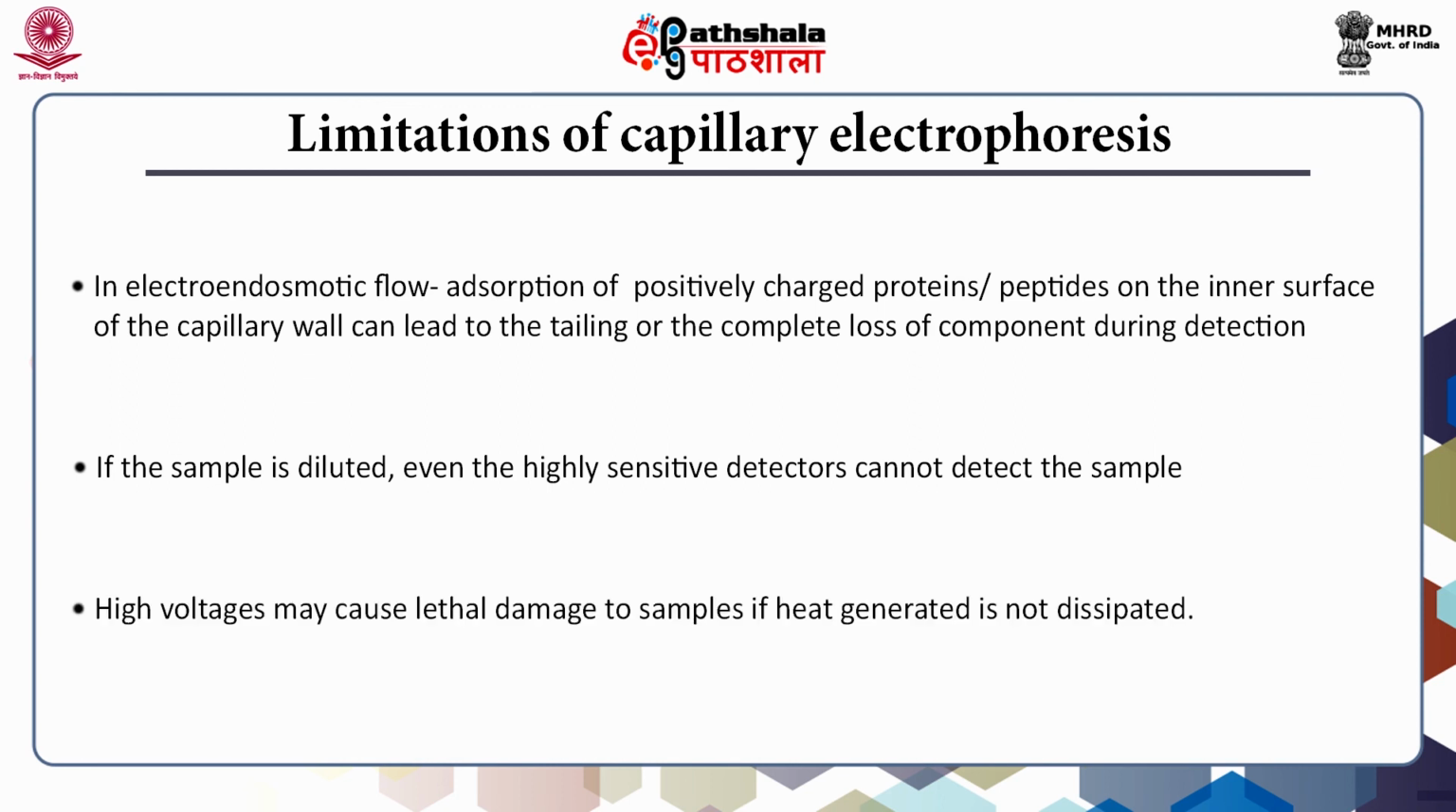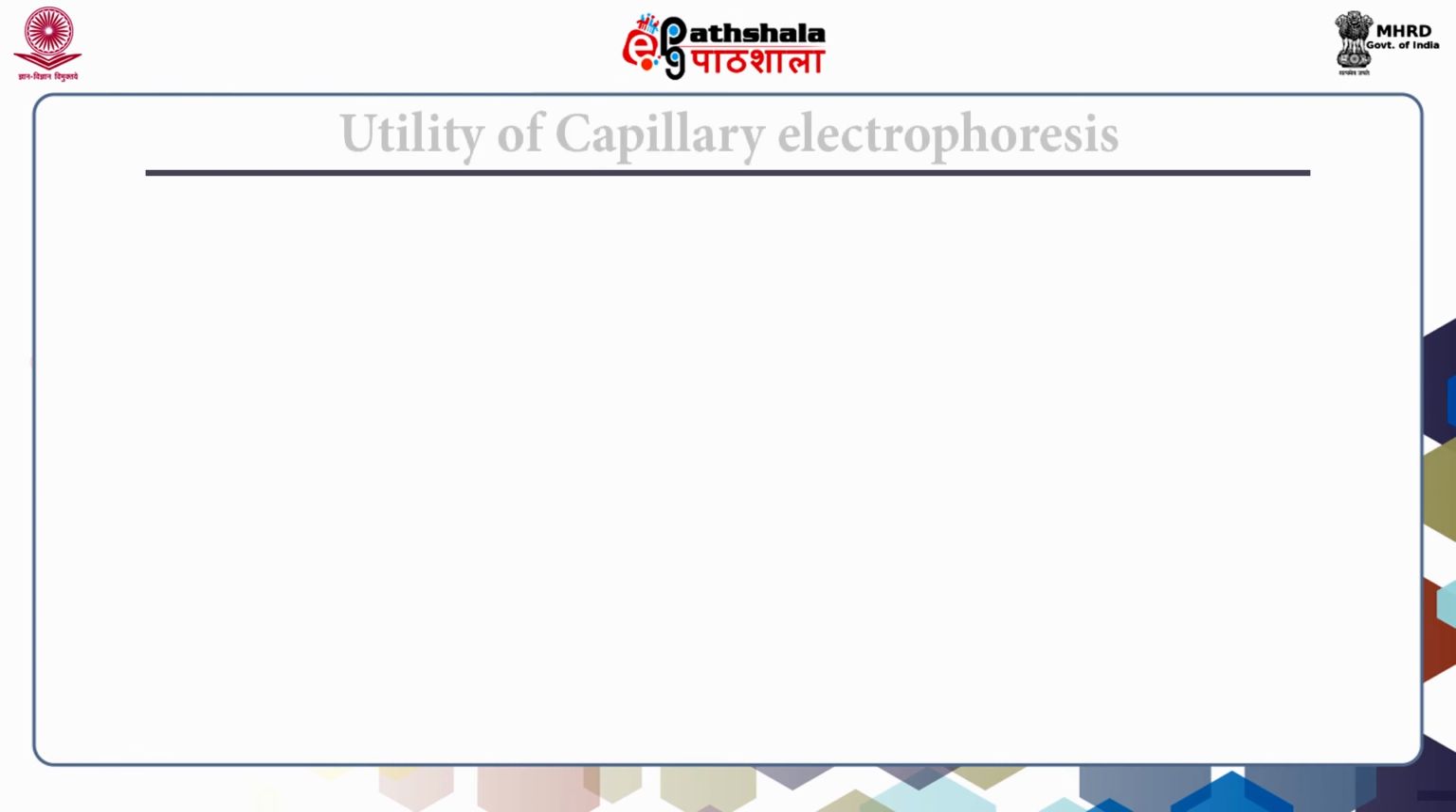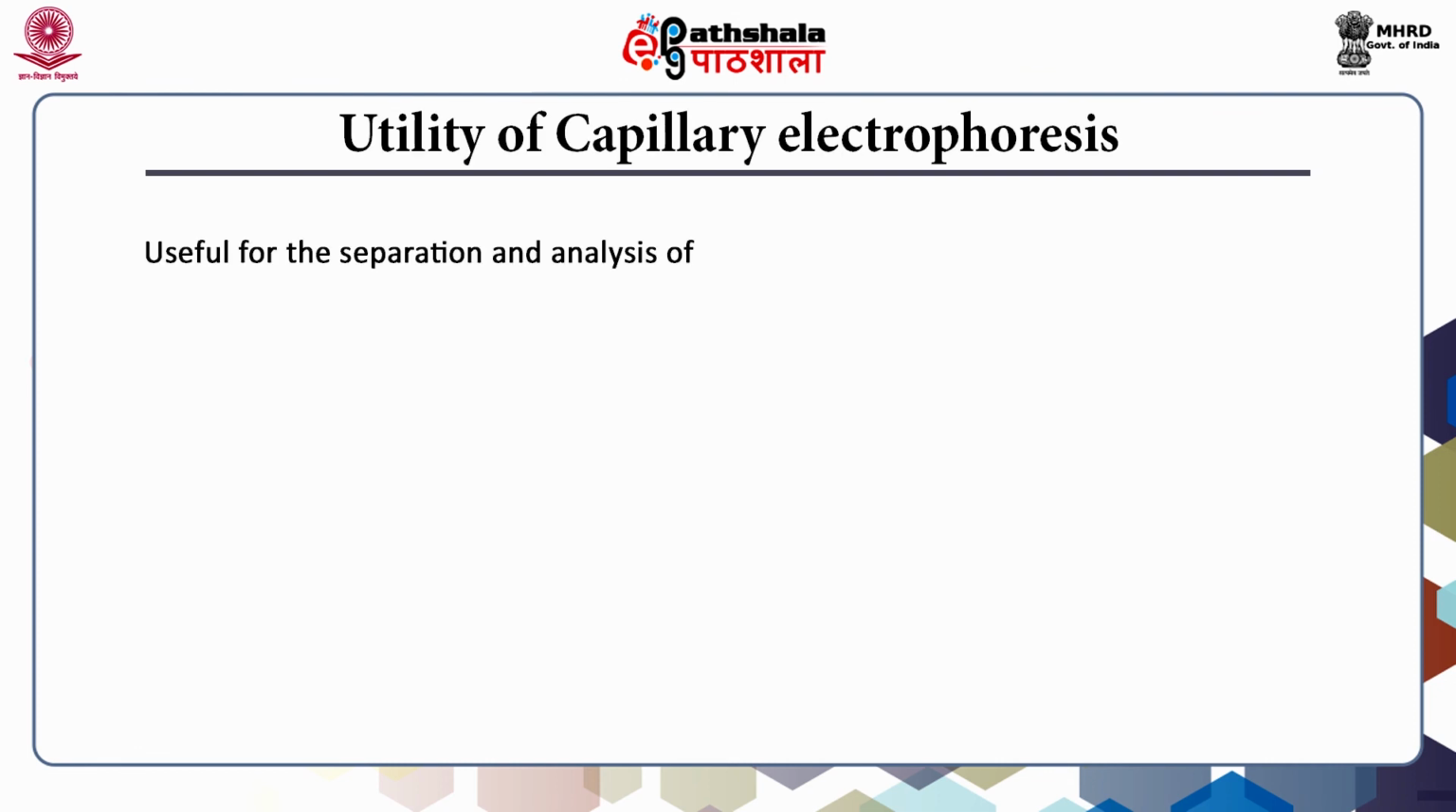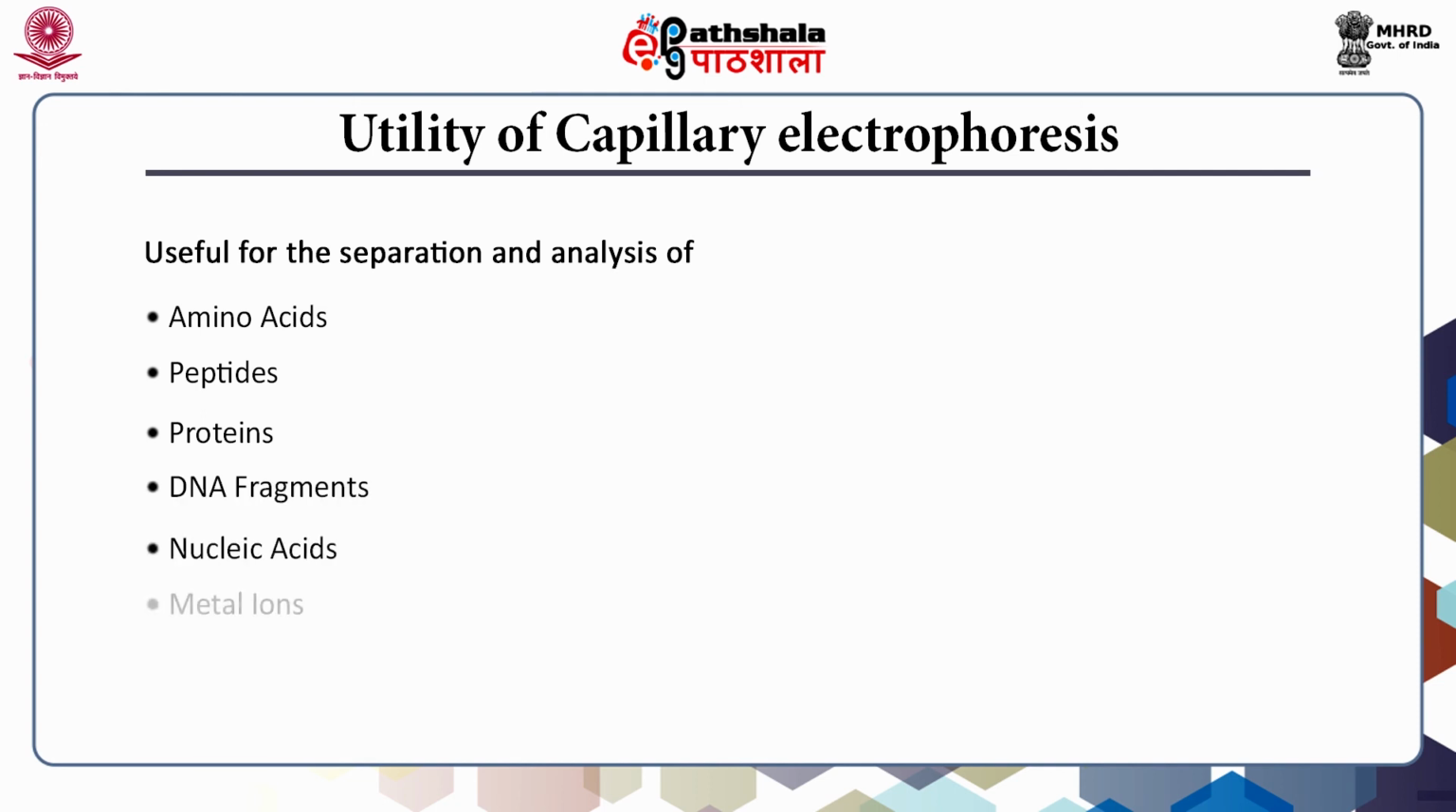The high voltage used in capillary gel electrophoresis may cause lethal damage to the sample if necessary heat dissipation methods are not applied. This technique is very useful for separation and analysis of a wide variety of compounds such as amino acids, peptides, proteins, oligonucleotides, DNA fragments, nucleic acids, metal ions, and drugs.